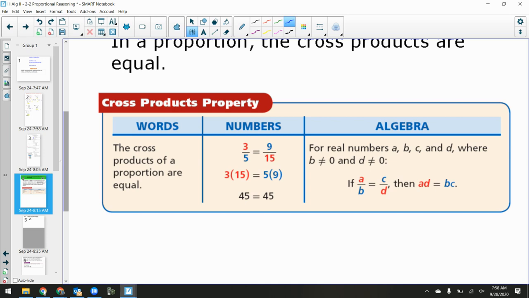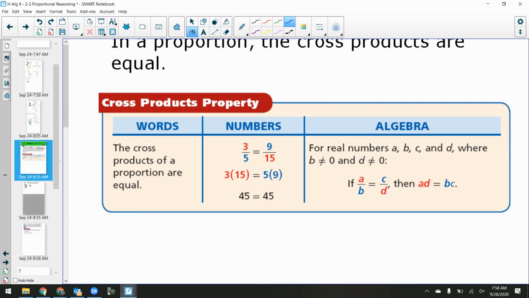My Algebra 2 teacher always called them the means are equal to the extremes. The means meaning the product of A and D, and the extremes being the product of A and C. I don't know, he drilled that into our brains. I had not heard that after Algebra 2. If you ever hear that, that's what that means too. The means are equal to the extremes. The cross products of the two ratios are equivalent to one another.